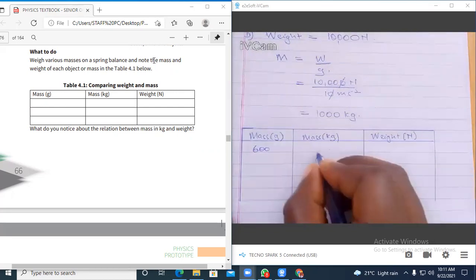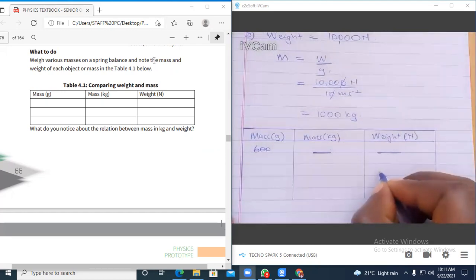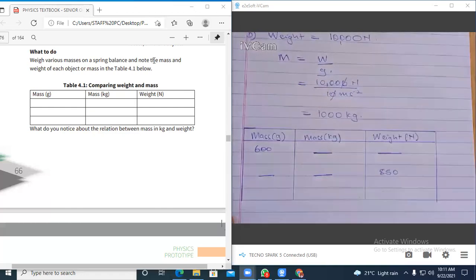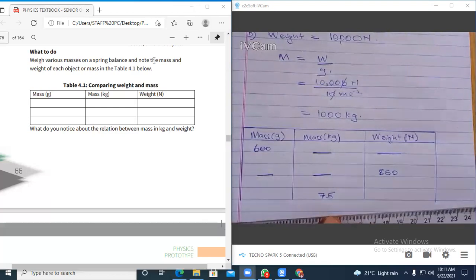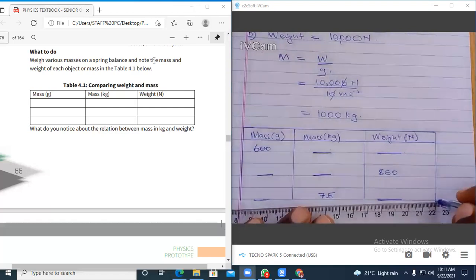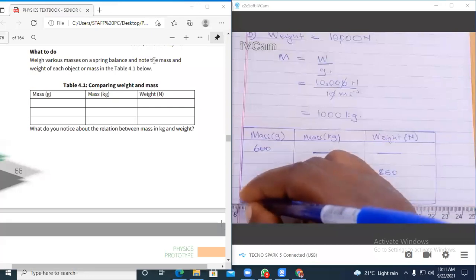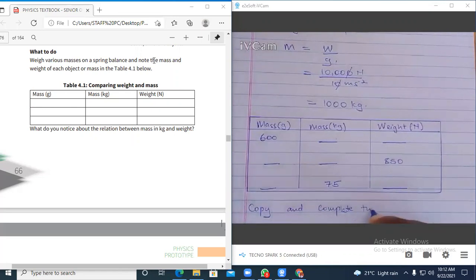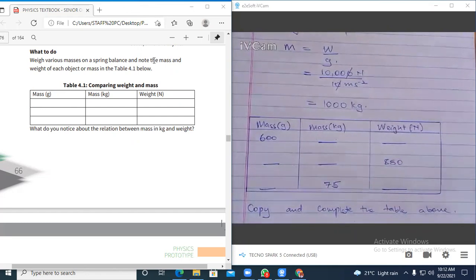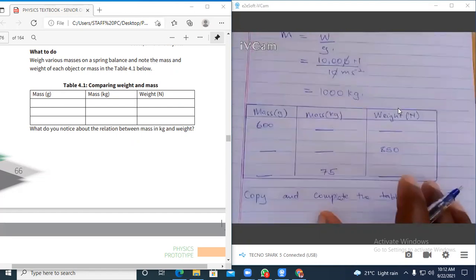Now here there is a dash. Here I'm going to put 850. So you get for me a dash, there's a dash there. And the last 3 I'm putting here. 75. So copy and complete the table above. Yes, teacher. Copy and complete the table above.